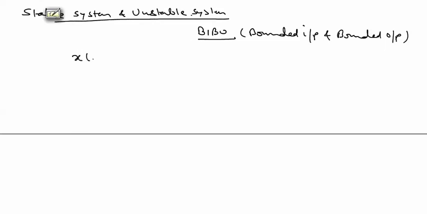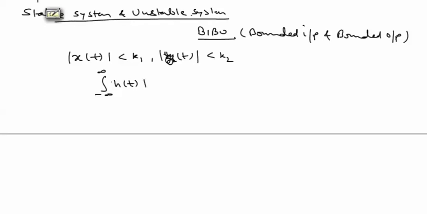What is the definition of bounded input? It means the input is bounded within a limit, and the output is also bounded within a limit. Bounded input, bounded output. For this, we can write the expression that the integral of the impulse response h(t) is finite.